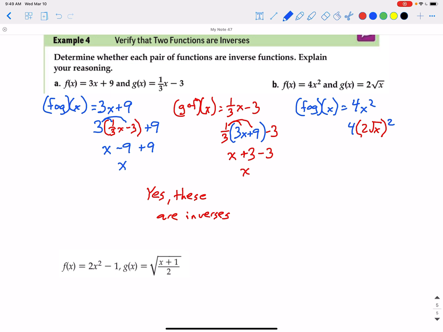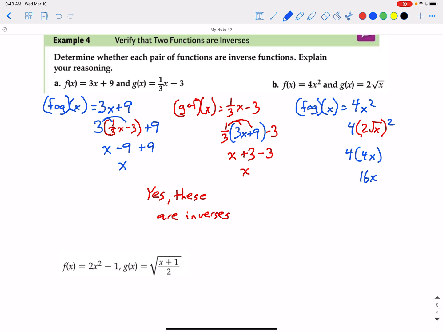So we do have to do our exponents first. So there we have 4 times, and then what is 2 square root of x, squared? This is not a distributive property or a double distribute. We're not going to have to do 2 times 2, 2 times square root of x, or anything like that. It's just going to be 2 square root of x, because there's no plus or minus in there. So 2 squared is 4, and the square root of x squared is just x. So 2 square root of x squared is 4x. And then 4 times 4x is 16x.